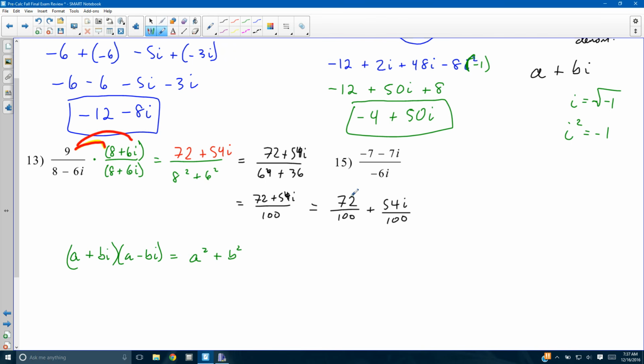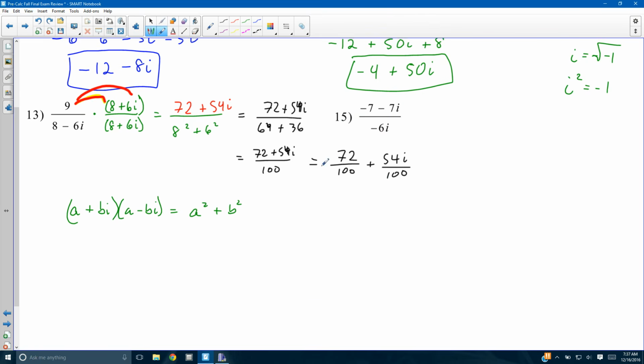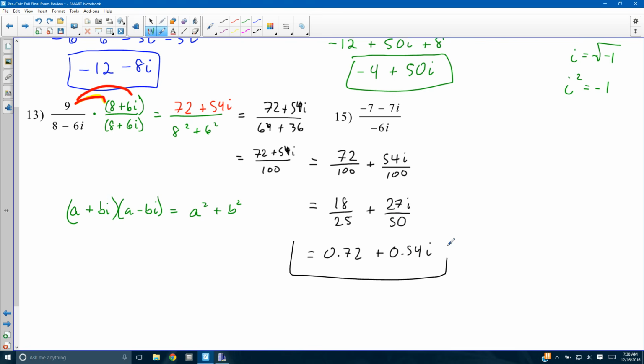Both of these are at least even numbers, so this can simplify a couple different ways here. This is actually divisible, I think, by 4. 72 divided by 4 is 18. 18 over 25. That's as much as that one can reduce. You can write these as decimals, 0.72 and 0.54. I guess that'll work, but simplify this however possible. 54 divided by 2 is 27, so we can do 27 over 50, 27i over 50. I think that's as small as I can get both of those. But like I said, this can also be written as 0.72 plus 0.54i exactly here or here.